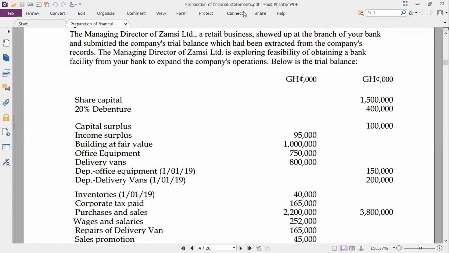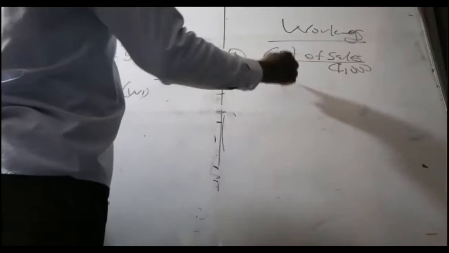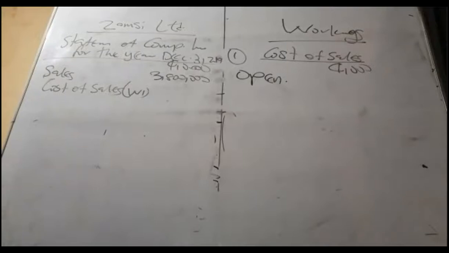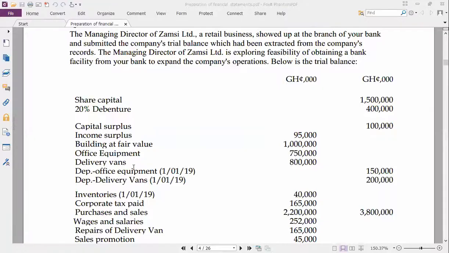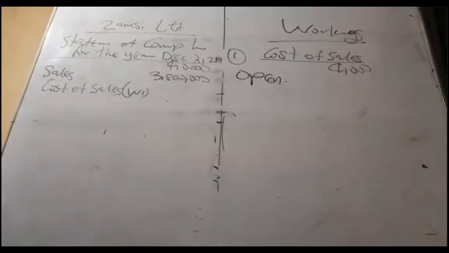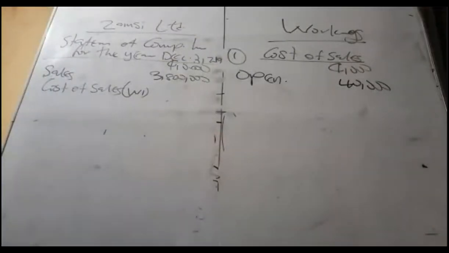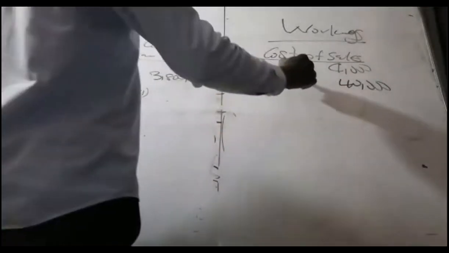How do you work the cost of sales yourself? First, you start with the opening inventory, which will be in a trial balance. If purchases is in a trial balance, they'll give you the opening inventory. If you see purchases in a trial balance, the inventory figure is what? Open. So let's go and pick it. So inventory, yes, it's 40,000. So I'll go and record it. 40,000. Then that is open inventory.